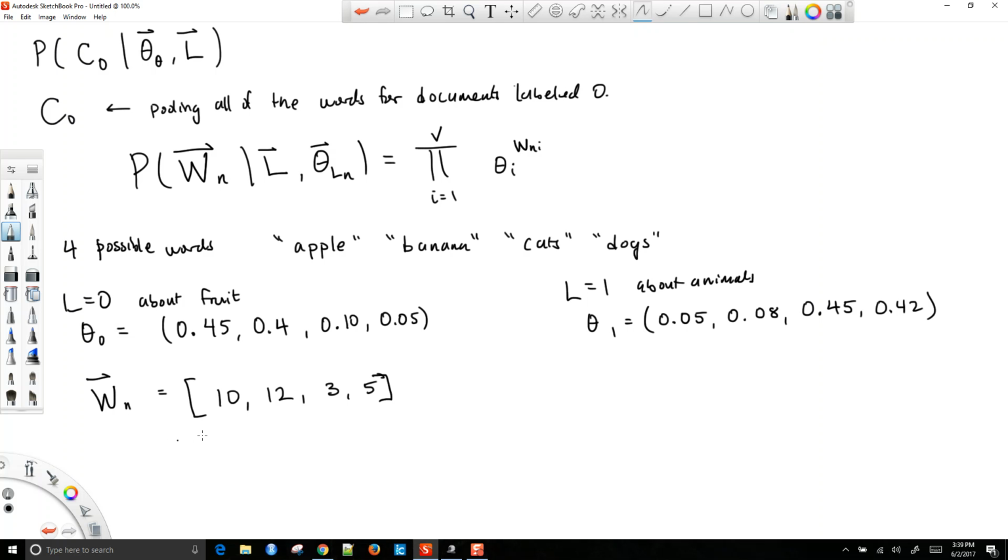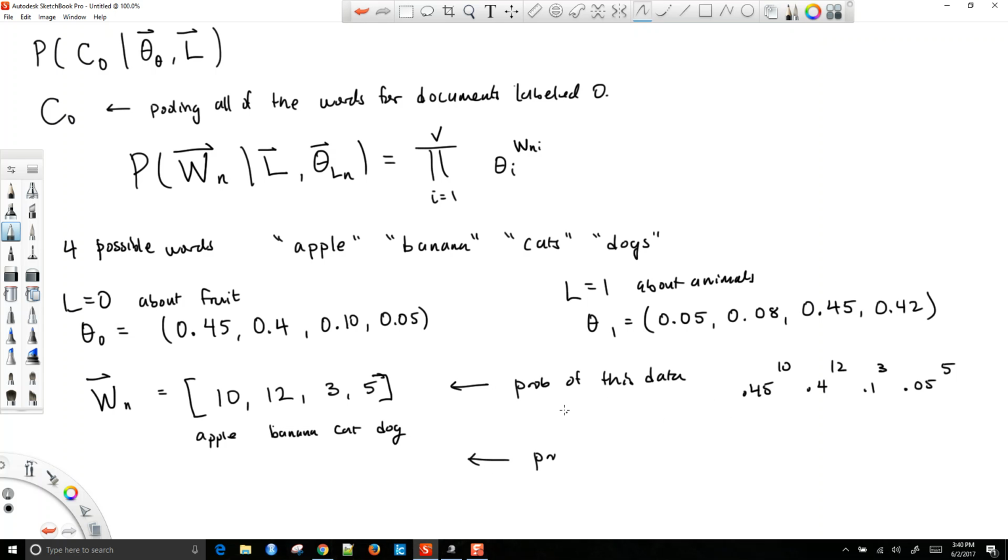Okay, so this is apple, banana, cat, dog. And thus the probability of this data is going to be 0.45 raised to the 10, 0.4 raised to the 12, 0.1 raised to the 3, and 0.05 raised to the 5, something like that. And we can see that the probability of this data is much higher than if we used the other label, right?